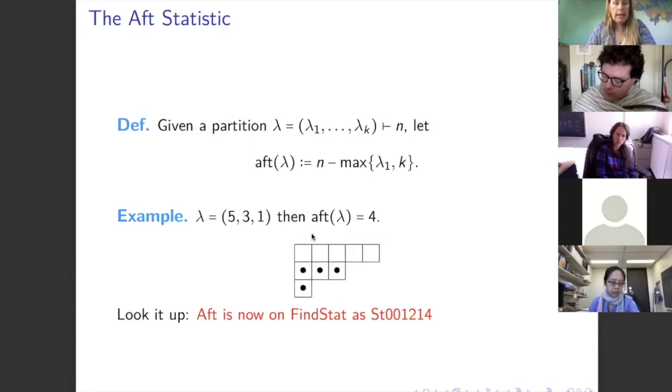So we did add aft to FindStat. And somebody asked me recently, did we add it to the OEIS? And I had to say no, because it's a statistic on partitions, so I didn't know how I was going to add that to the OEIS.